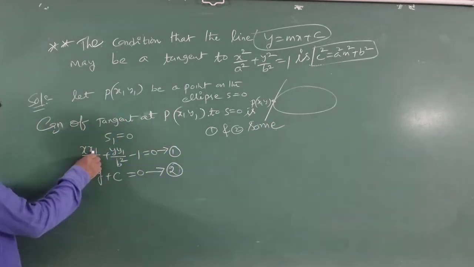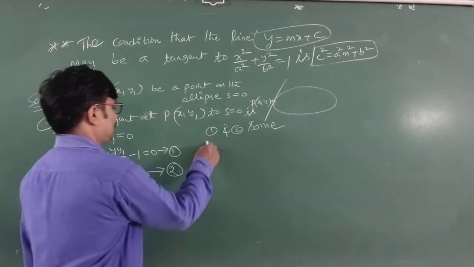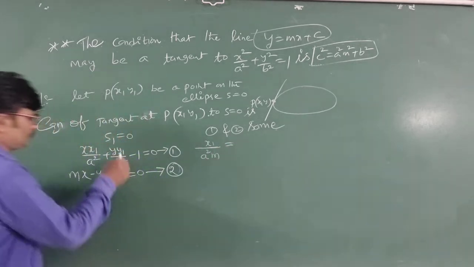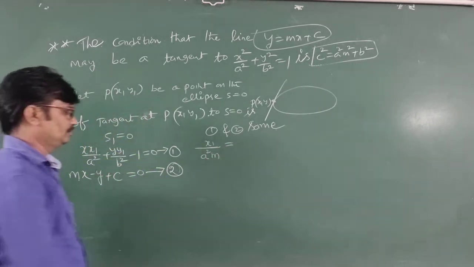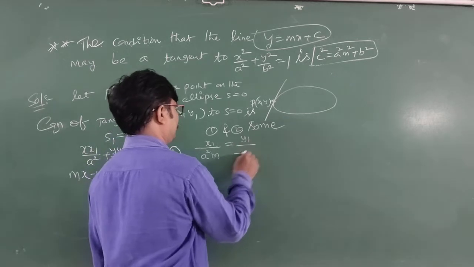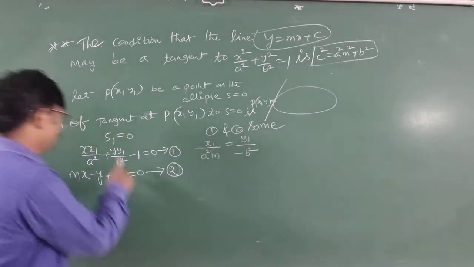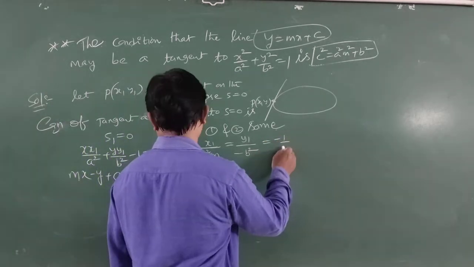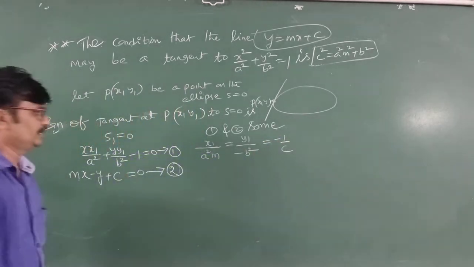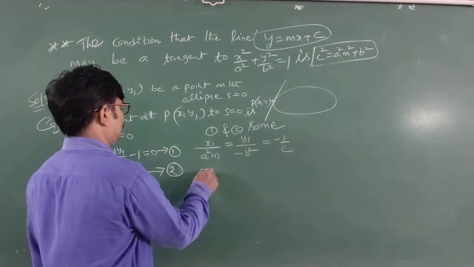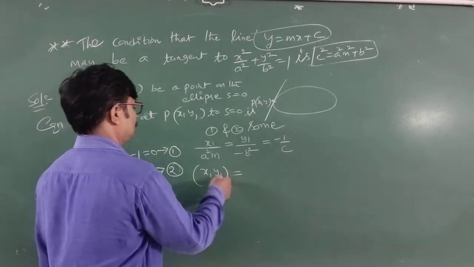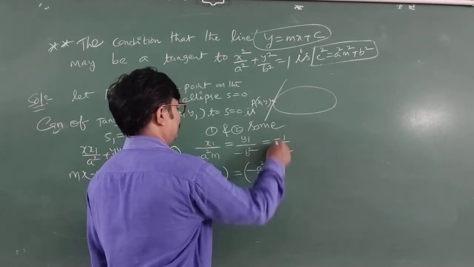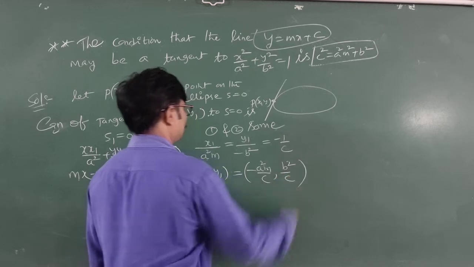Now students, comparing coefficients: x1/a² divided by m, and y1/b² divided by −1, equal to −1/c. So (x1, y1) is (−a²m/c, b²/c).